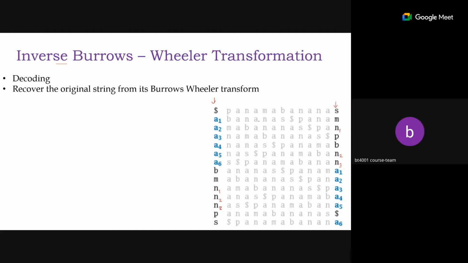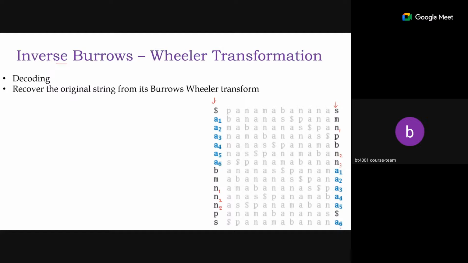For A, it is occurring 6 times, so we have numbered it A1, A2, A3, A4, A5, A6. The first occurrence of A gets 1, the second gets 2, the third gets 3, the fourth gets 4, the fifth gets 5, and the sixth occurrence of A gets 6.